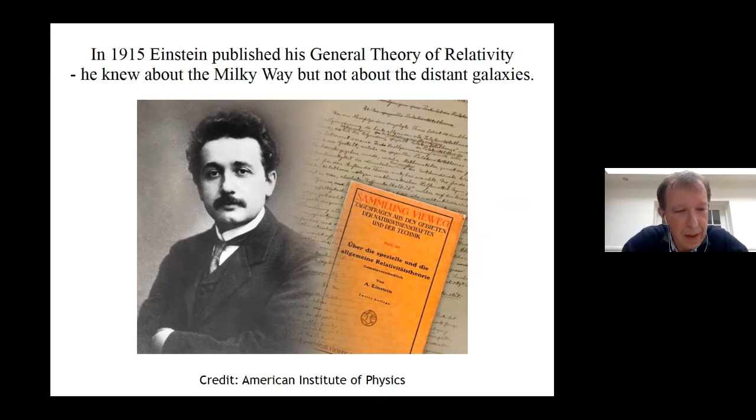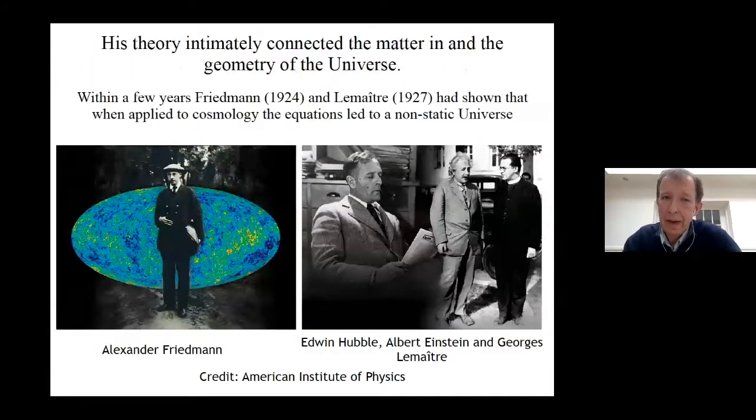So what about the theory that went into understanding how our universe is? Well, the current favorite theory, the one that fits the data the best, was introduced in 1915 by Albert Einstein, his general theory of relativity. His theory, just a set of complicated nonlinear differential equations, the beauty of it was that it intimately connected the matter content in the universe with the geometry. So the shape of the universe was affected by the matter content in the universe.